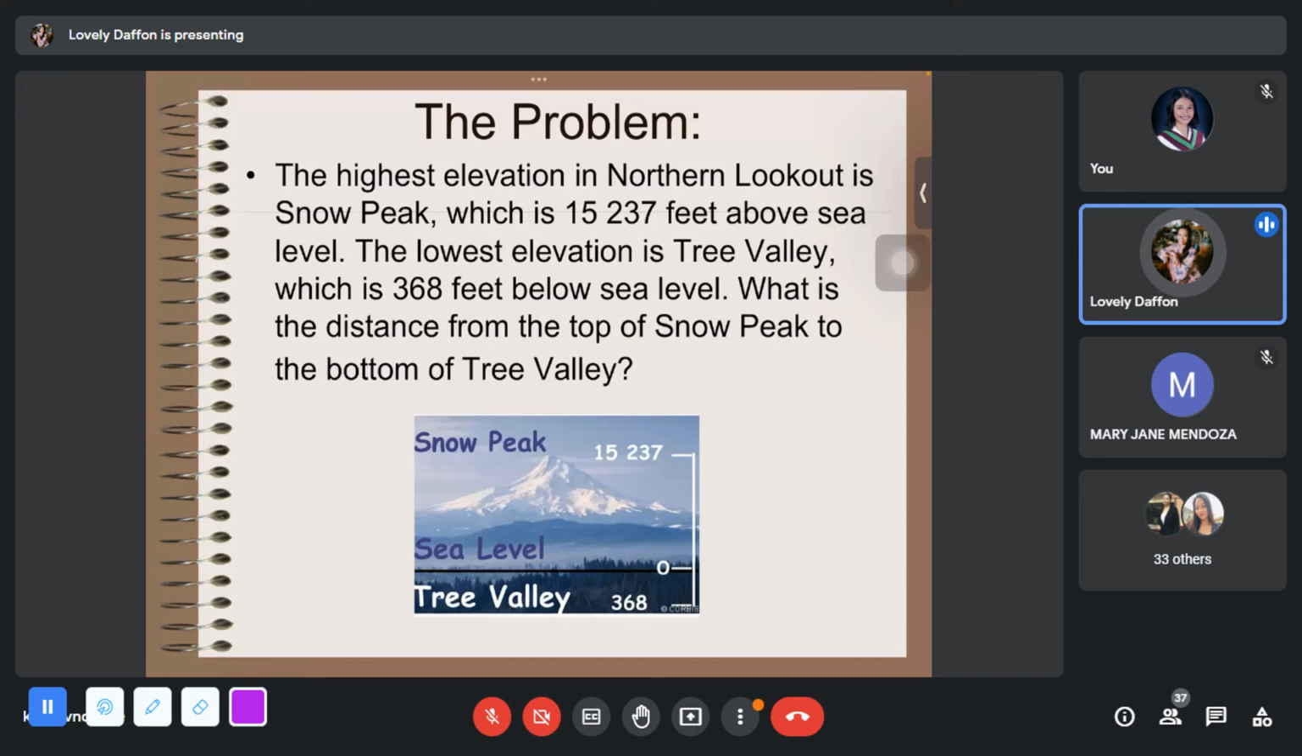You have here a representation. Meron tayong Snow Peak, meron tayong sea level, at then meron tayong Tree Valley. Sige daw. You calculate what is the answer here. Or you can use the chat box if you're going to answer. You type in your answer. What is the distance from the Snow Peak going to the Tree Valley?